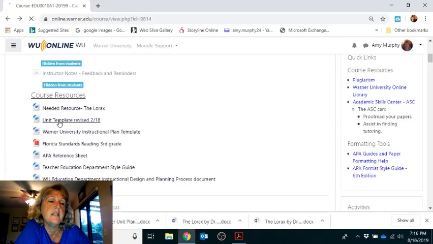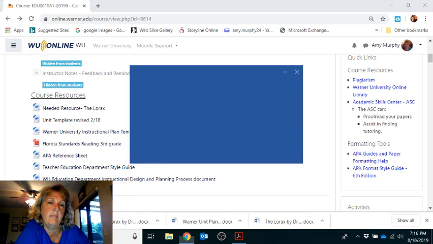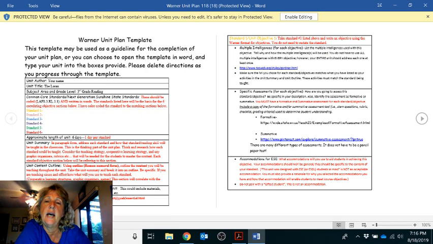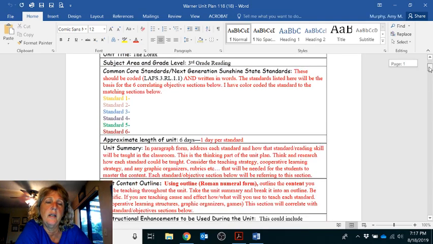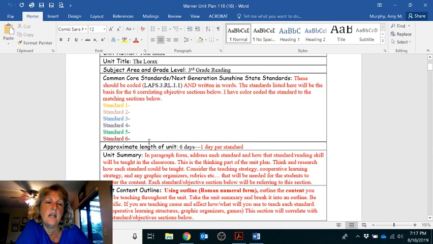Next thing we need to look at is the unit template. The unit template is laid out in a very specific order. For week 1, you're going to select 6 standards for the Lorax. I would suggest that you read the book, read over the standards, and select 6 that could be taught using the Lorax. My suggestion would be to have one standard where the students are learning new words, and the 6th standard should be where they are assessed on their knowledge of the Lorax at the end of the unit.